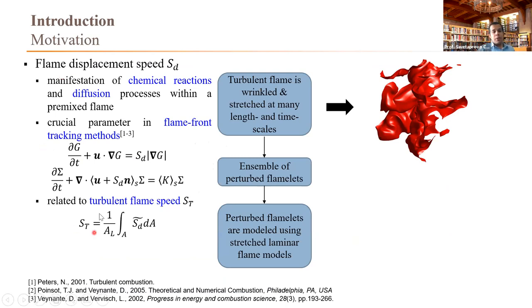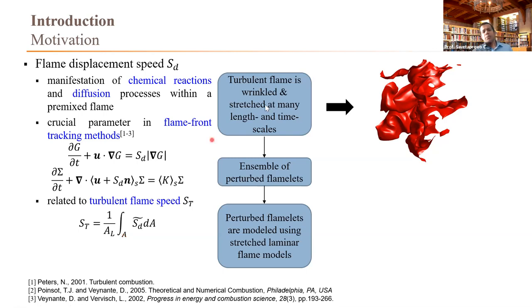And also you can show that the turbulent flame speed, if you define it on an isotherm, can be written exactly in this form. That is, it is essentially the surface integral of the density weighted local flame displacement speed. So there are a lot of reasons why you want to know how local flame displacement speed behaves at different points on the flame under the impact of turbulence.